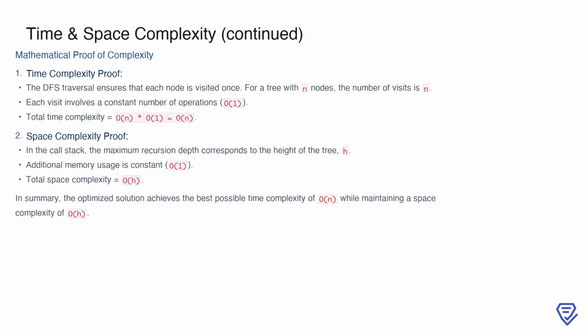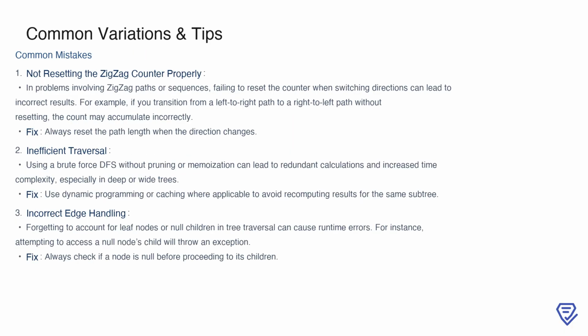In summary, this optimized solution achieves the best possible time complexity of O(n) and a space complexity of O(h), making it both time efficient and memory efficient. Now, let's discuss some common mistakes to watch out for when solving the longest zigzag path problem.